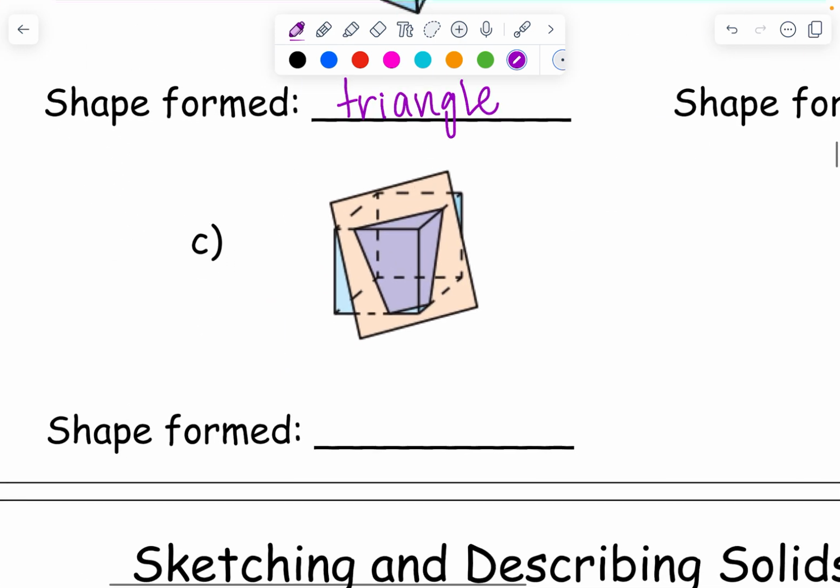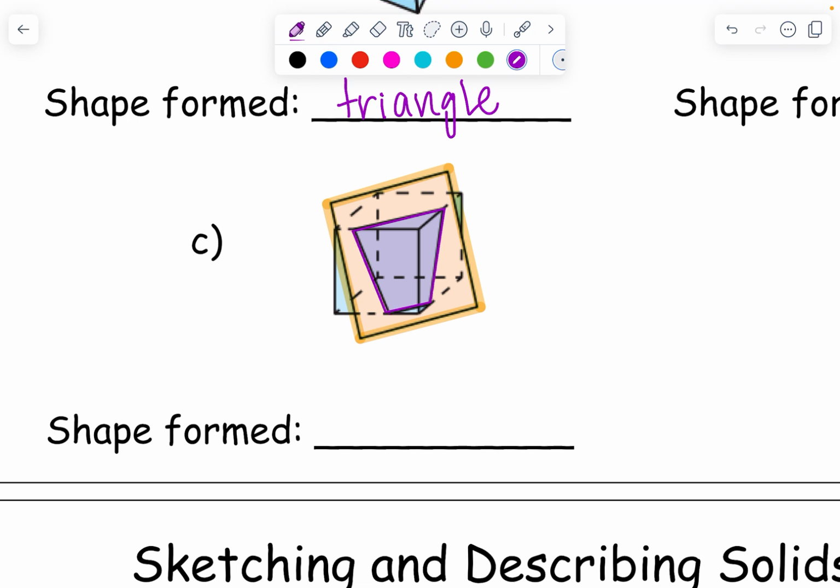Okay, lastly, we have a cube, and it's being cut at a diagonal. So we see all the different ways we could cut our shapes. It could be horizontal, it could be vertically, or it could be diagonally. So looking at this, the shape it is creating is a what? Remember, it has to be 2D.